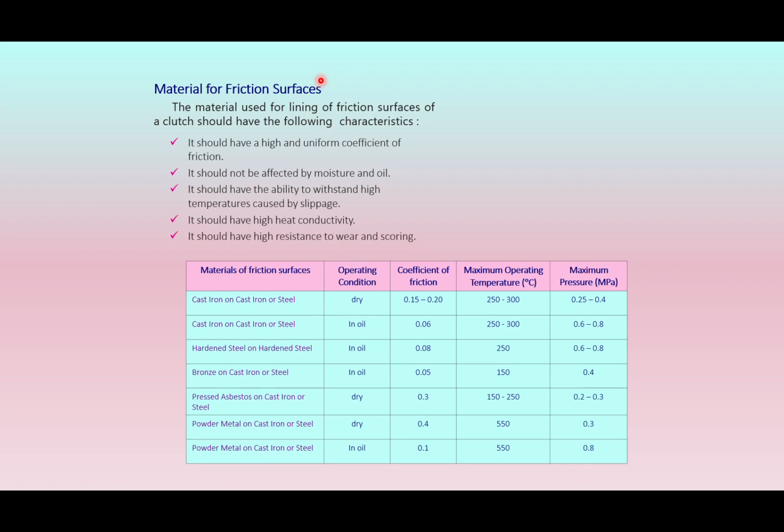Now, material for the frictional surface. These are the criteria, or the important points, when you choose the type of material for the frictional surface of clutches. First, it should have a high and uniform coefficient of friction. Second, it should not be affected by moisture and oil. Then, it should have the ability to withstand high temperatures caused by slippage. Then, it should have high heat conductivity. Then, it should have high resistance to wear and scoring.